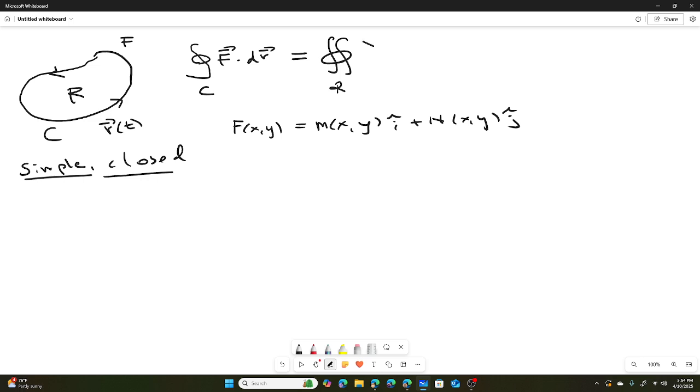Then it's going to be the double integral of the partial of N with respect to x, minus the partial of M with respect to y, dA, where A stands for area. So the idea behind this is that, if we integrate the vector field along this closed curve, it will be equivalent to taking the integral of the region within the curve.